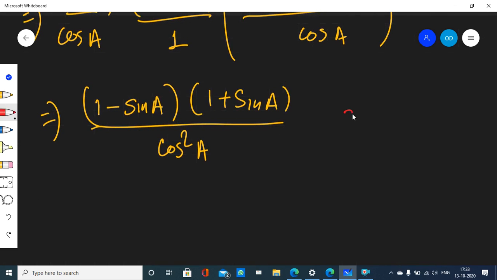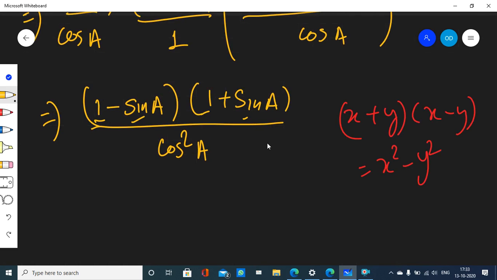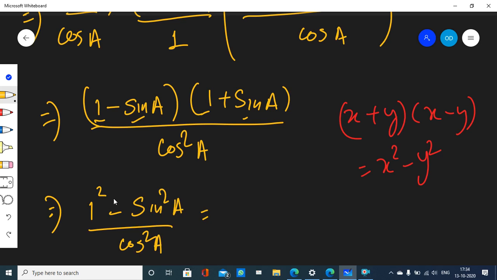Well, you know that x plus y into x minus y is x squared minus y squared. So a minus b into a plus b, this is in this form, right? So it is a square minus b square, means 1 square minus sin square a. Well, 1 square is 1. 1 minus sin square a.